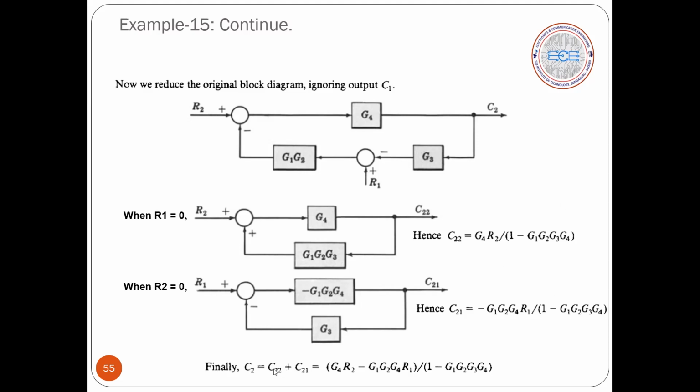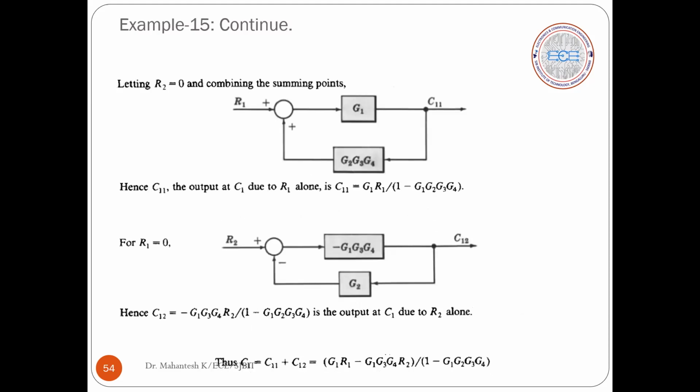Again, according to superposition, I can write the second output as the second output due to the second input, plus the second output due to the first input alone, considered one at a time. So this is the output equation we have. This is how we will be computing a multiple input, multiple output system.